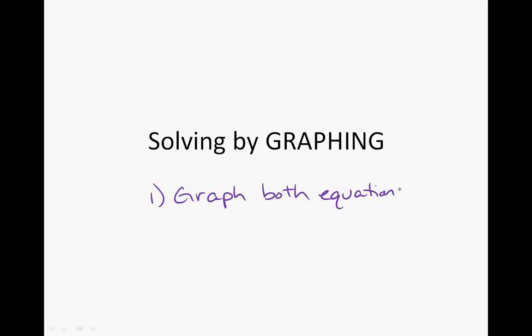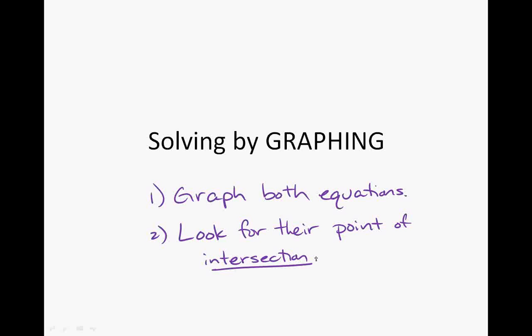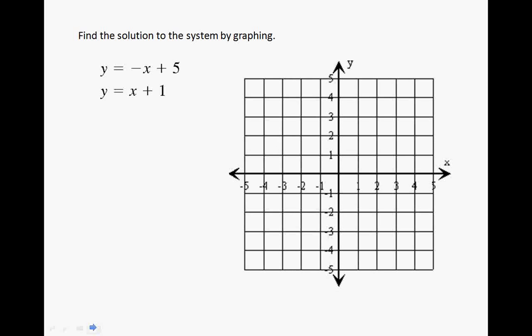And then you look for their point of intersection. Intersection means where do they cross? Because that point of intersection represents having an x and a y value that is on both lines. Let's work an example. Find the solution to the system by graphing.